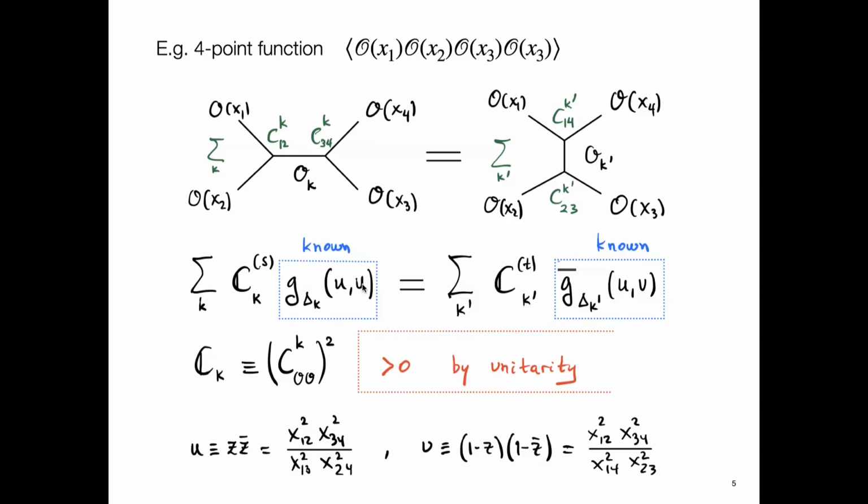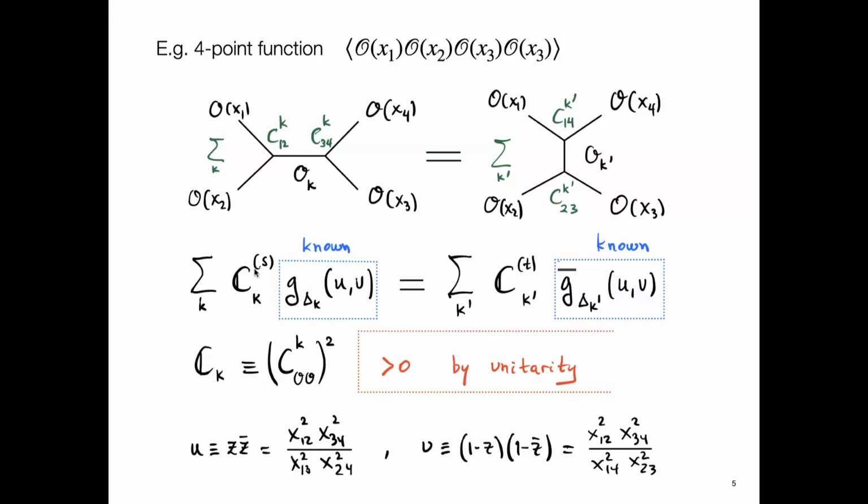Now, the point is that this can also be expanded in a different way, where you fuse 1 and 4, and then 2 and 3, and then you get a seemingly different expansion. And this relation here is called the crossing symmetry equation. It's a consistency condition. It's basically the associativity of the OPE algebra. And the idea of the whole conformal bootstrap program is to solve these equations without even using a Lagrangian.